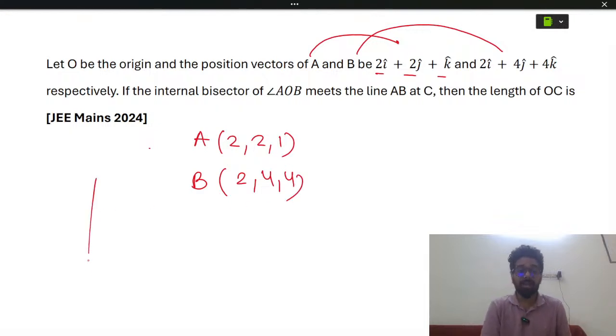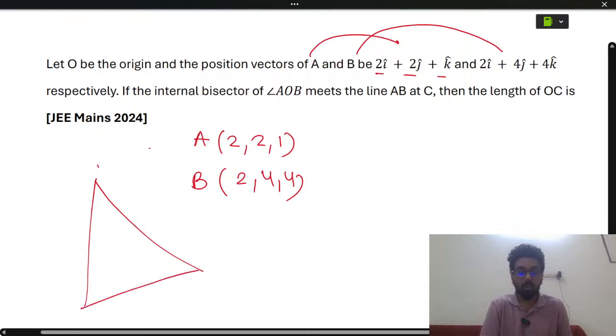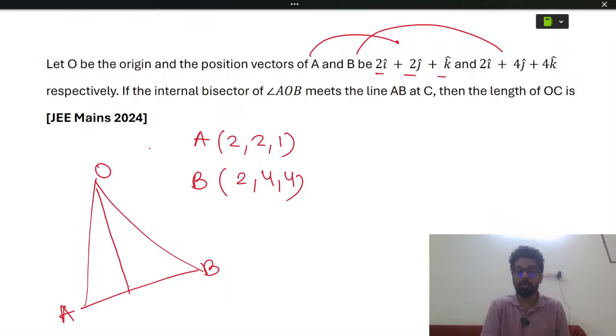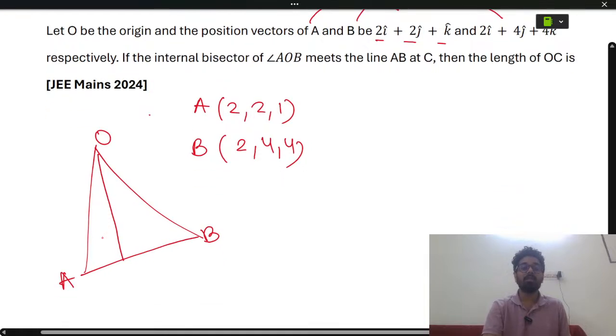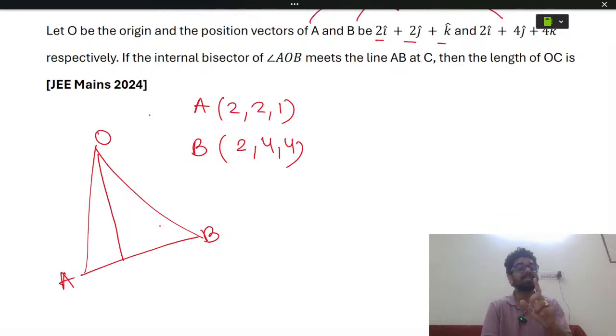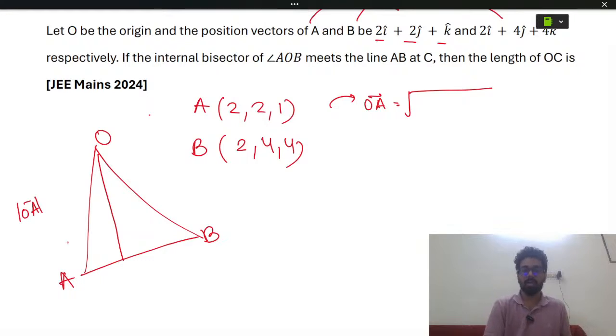Now they are saying that O, A, B. Now the internal bisector of angle OAB. Angle bisector need not be perpendicular, my diagram is, you can write it like this. So you just need to know the property of the angle bisector. Angle bisector divides the opposite side in the ratio of the adjacent sides. To understand this, I need to write down what is the OA vector, meaning the length of OA. So let's calculate. OA vector is the distance of A from O, which is the origin 0, 0, 0.